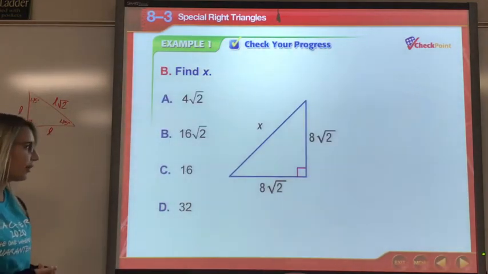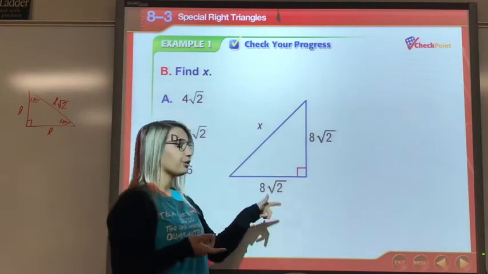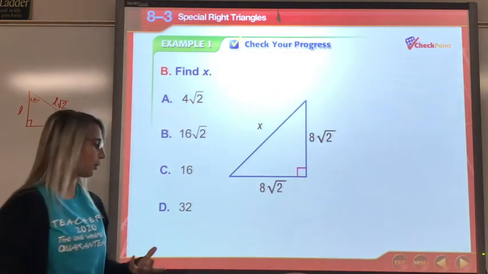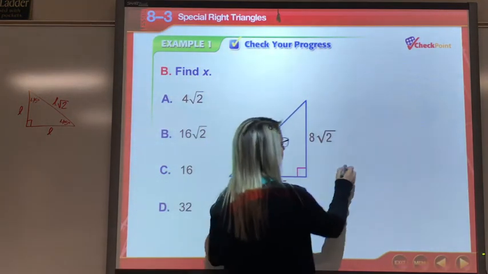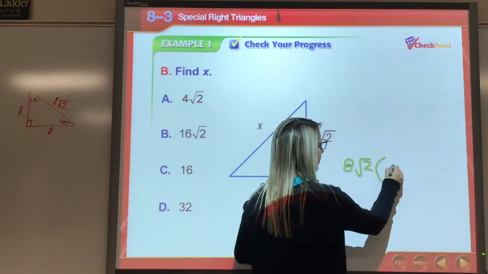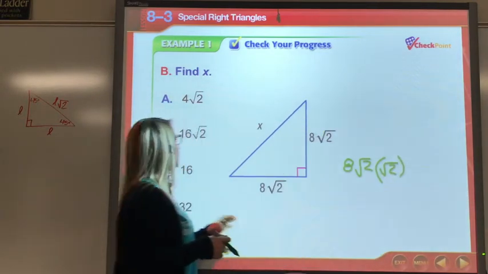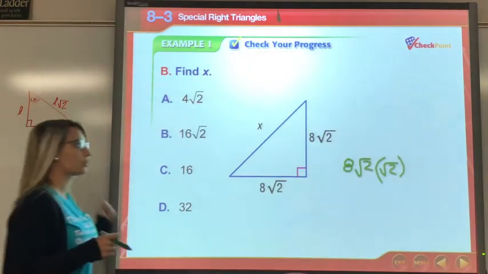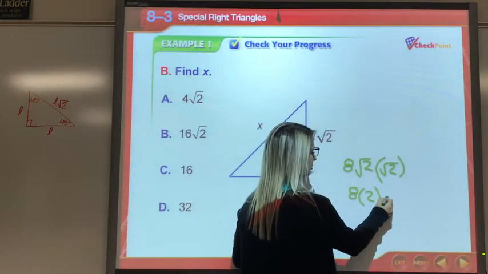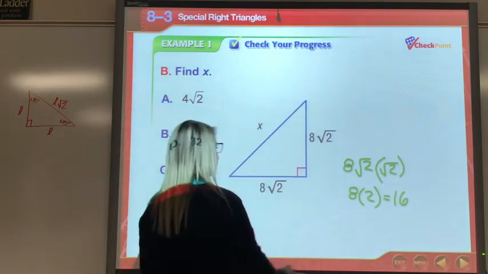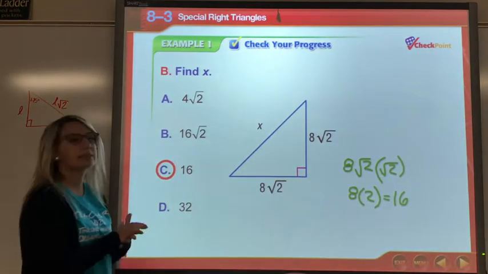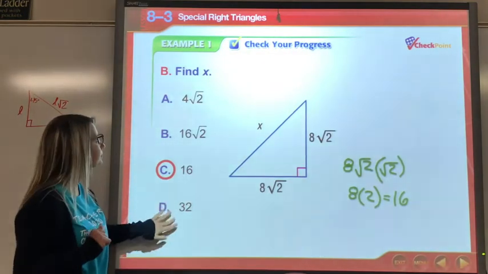Okay, here's another one. So now our side lengths are 8 root 2. We still have to multiply those side lengths by the square root of 2. So if we do that, we have 8 root 2 times square root of 2, because that's what we do to find our hypotenuse over here. This turns out to be 8 times 2, which is 16. So we should be getting, again, answer C, x is 16. Okay?